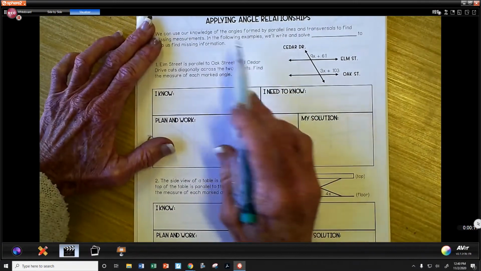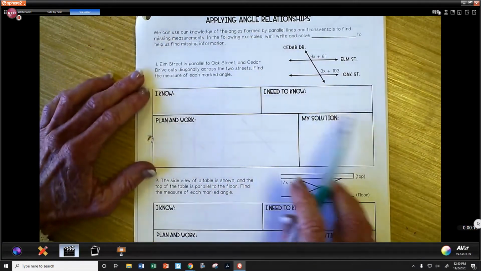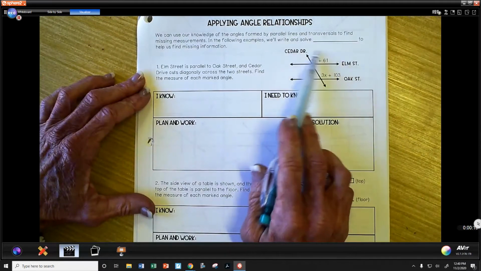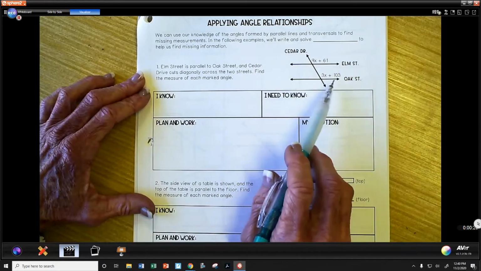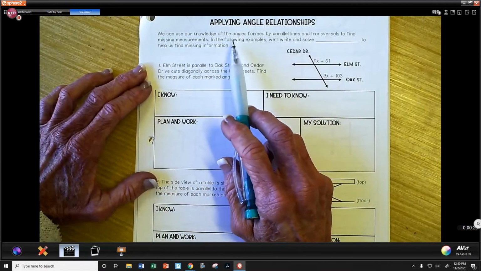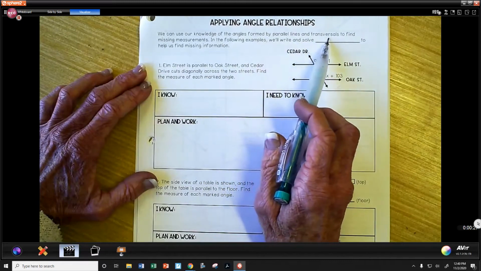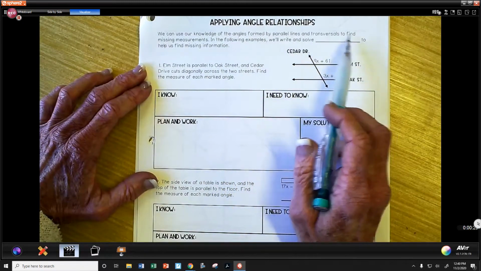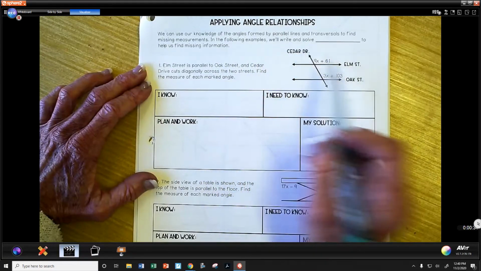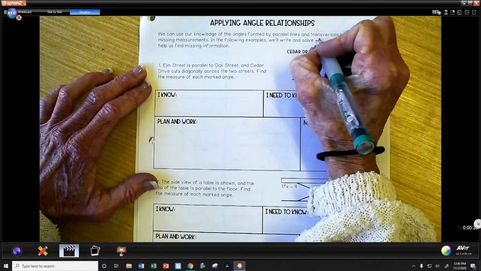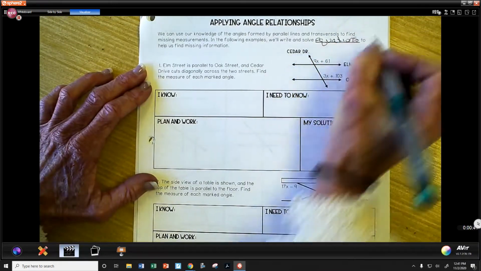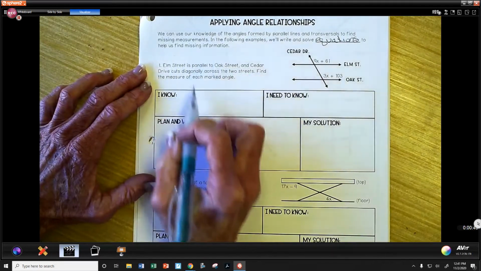Today we're going to be doing applying angle relationships. Basically what that means is we have to solve for x and then find the measure of each angle. So we can use our knowledge of angles formed by parallel lines and transversals, which is what you learned yesterday, to find missing measurements. In the following example, we will write and solve equations to help us find missing information.